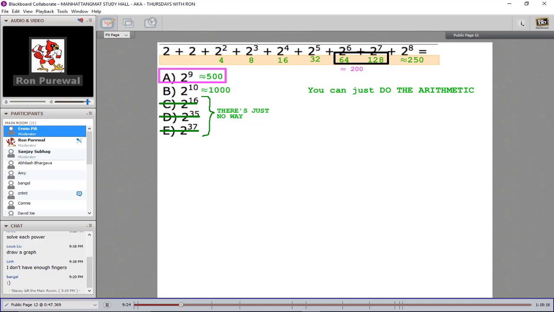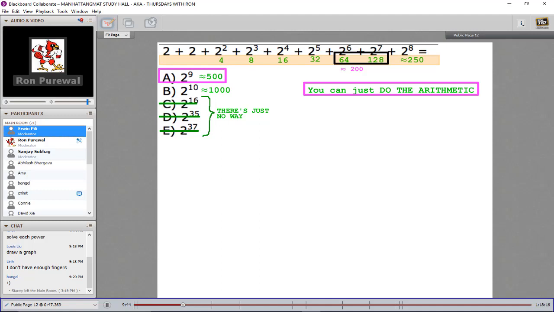In other words, literally nobody should ever get this problem wrong. Because assuming you can multiply by 2 over and over again, you can get this problem right. Because you can just multiply by 2 over and over again.